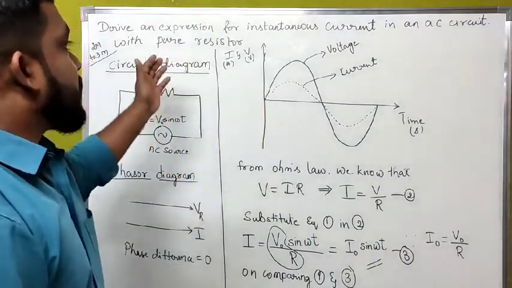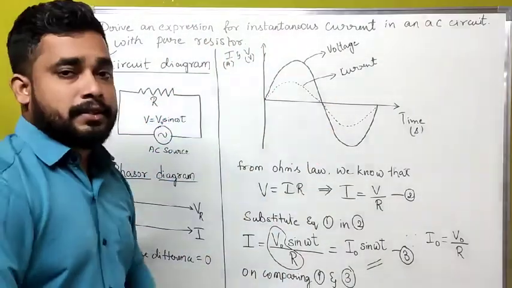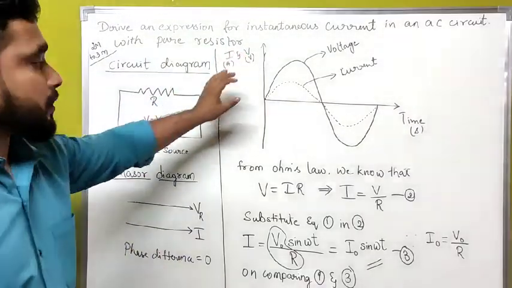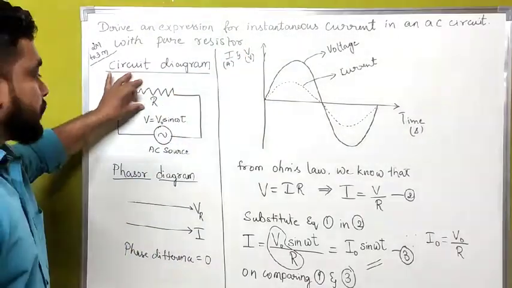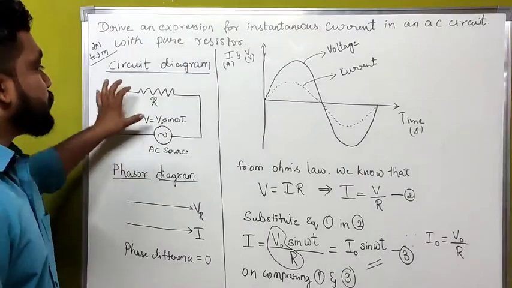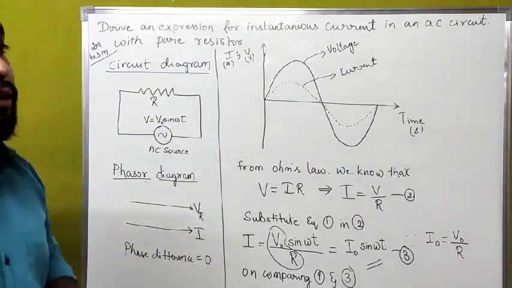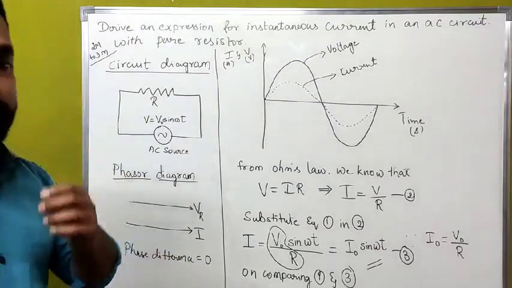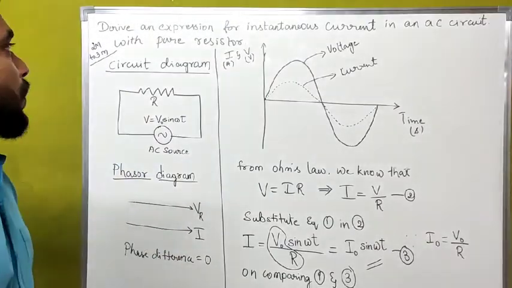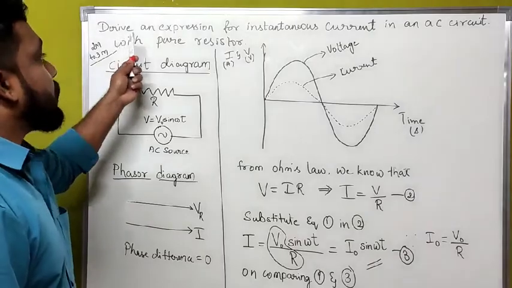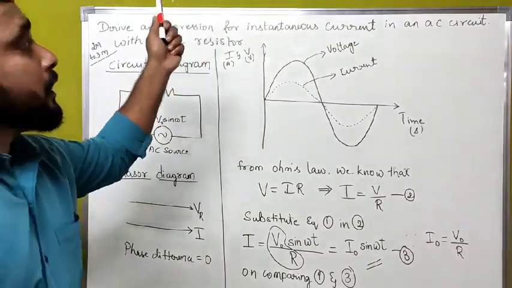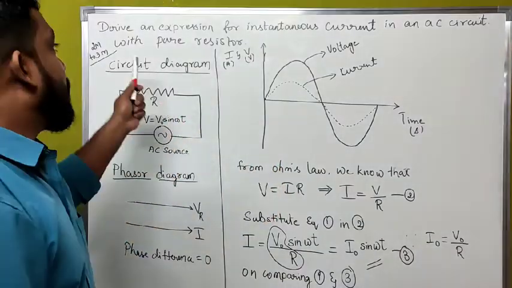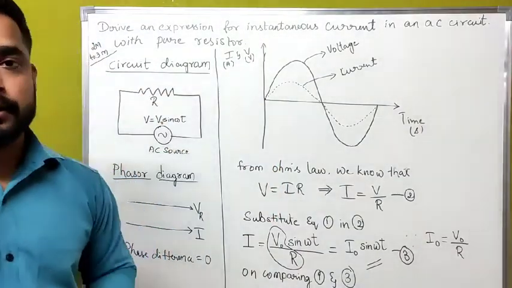This is all about the expression for instantaneous current in an AC circuit with a pure resistor. This is our resistor, this is our AC source. Using these materials we have done the derivation. Next, we have to derive an expression for instantaneous current in an AC circuit with the help of a pure inductor.